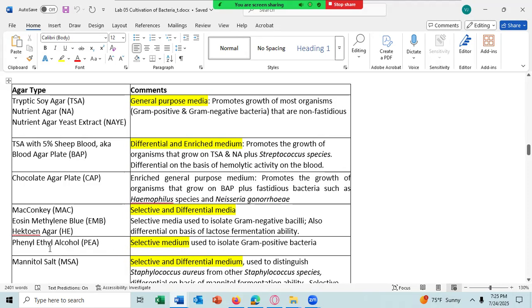PEA, the phenyl ethyl alcohol, gets in the cell wall of the gram negative cell and does not allow it to grow.